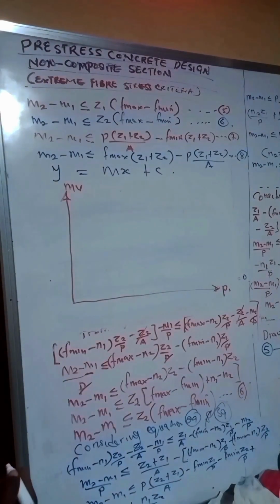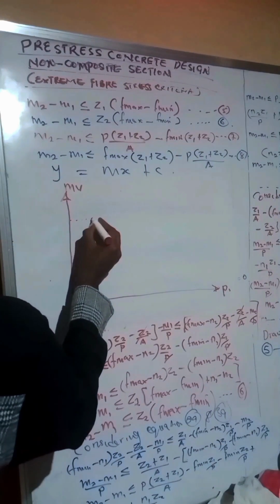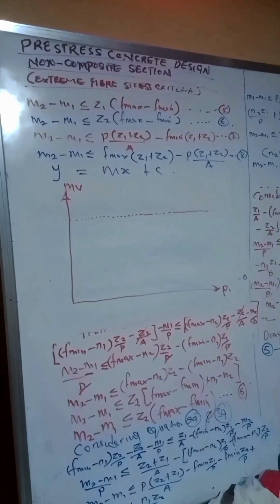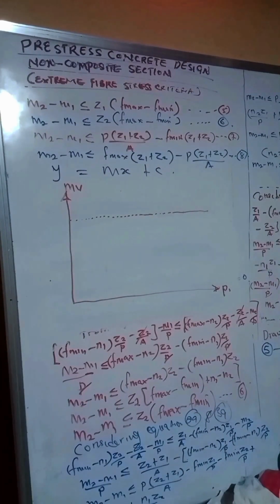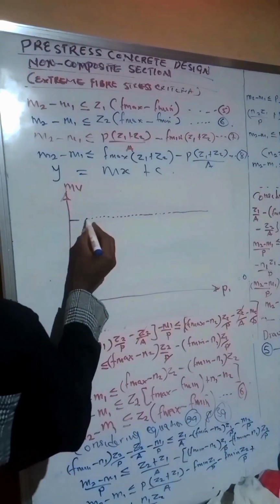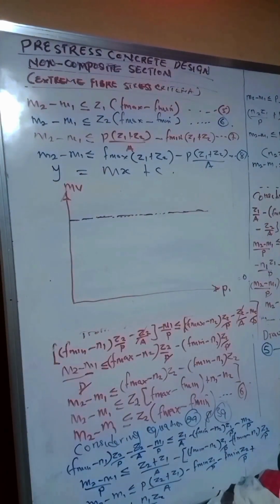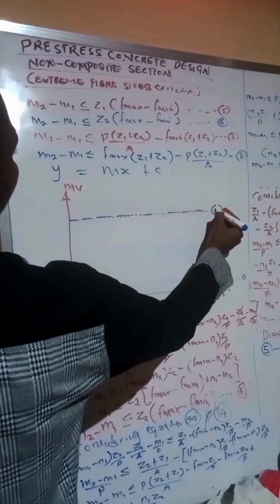Now if we plot the first one, which is equation number 5, we'll have that equation number 5 is a straight line graph. Equation number 5 will be the first, since it is most likely to have the higher value due to the presence of z1. So let's assume equation number 5 to be this. So we'll have this equation 5.